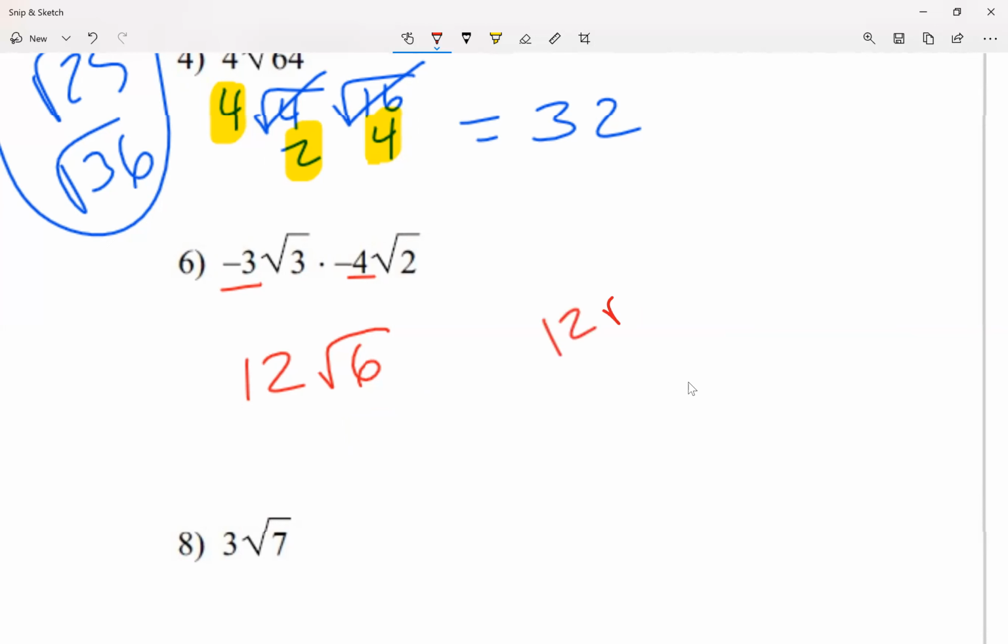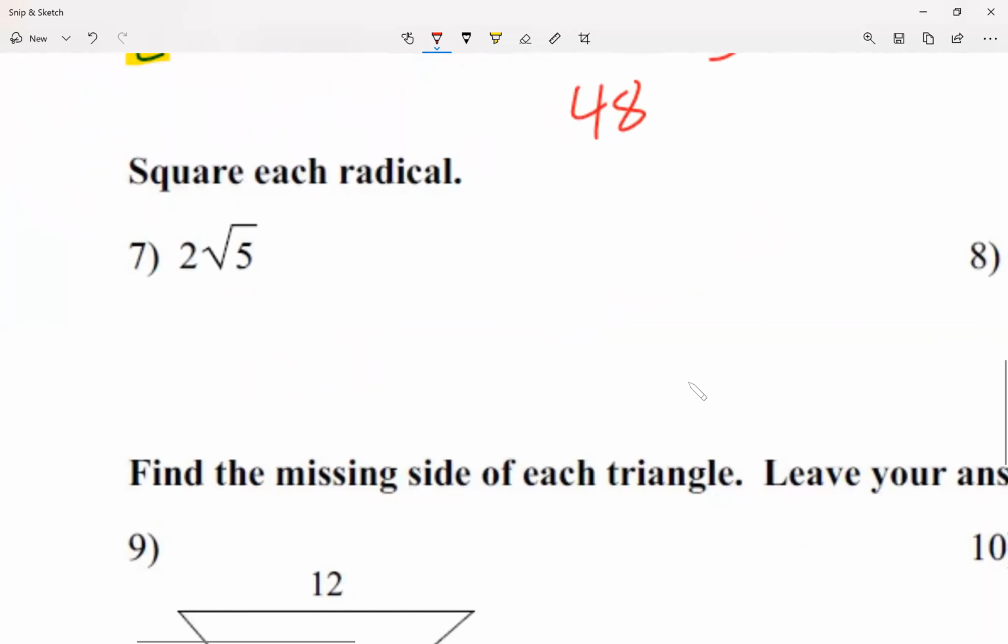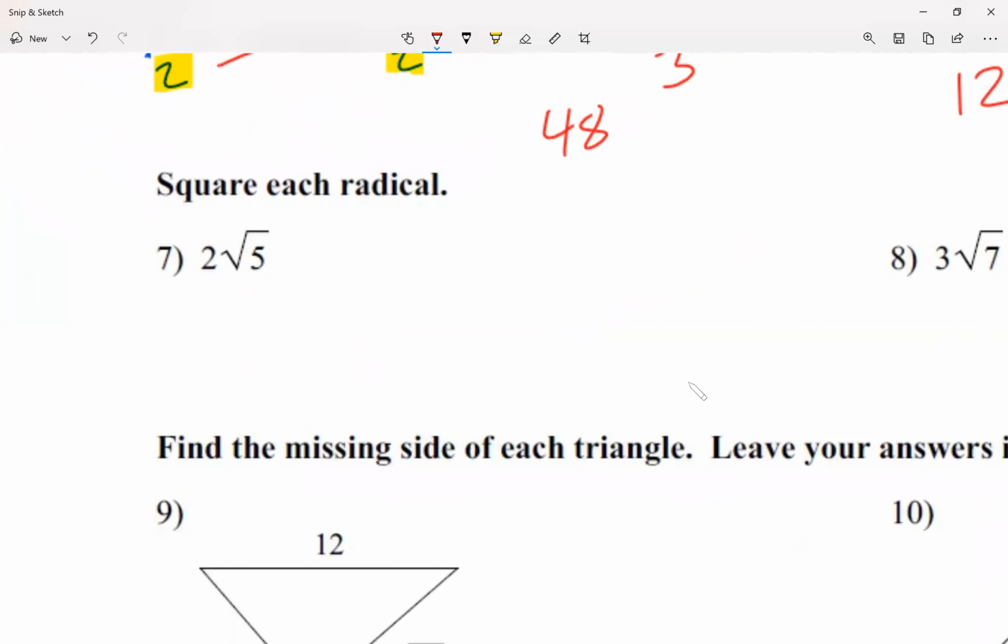To begin with, I'll give it to you as a multiple choice, but eventually, and eventually is as soon as tomorrow, I want you to know how to type in radicals. I also want you to know how to read instructions. Pay attention to the instructions. Question 7 and 8, square each radical.